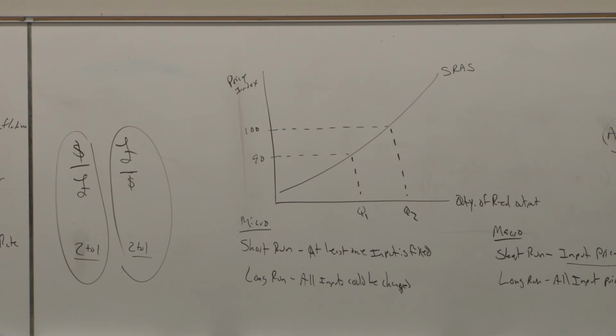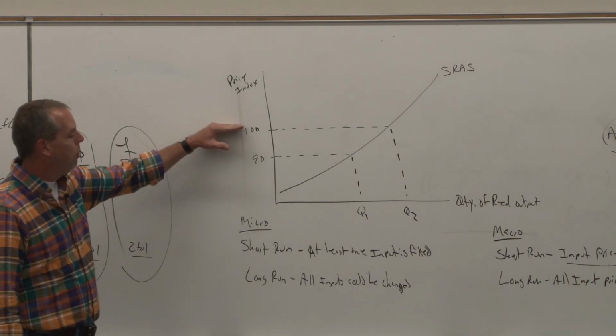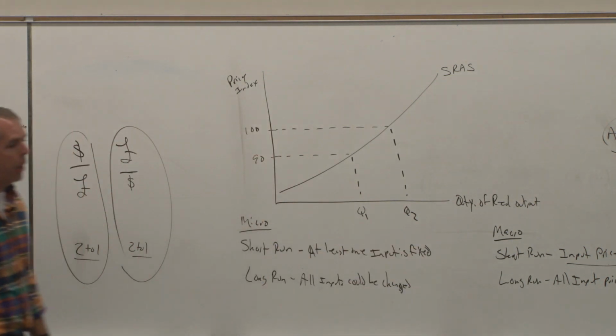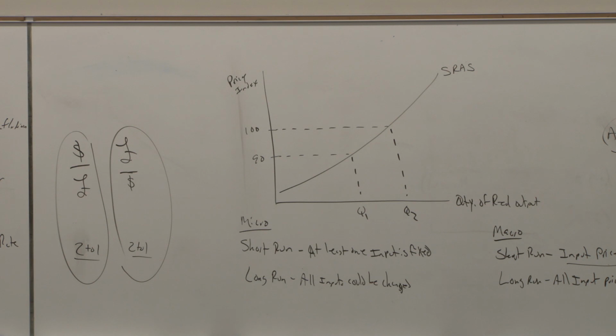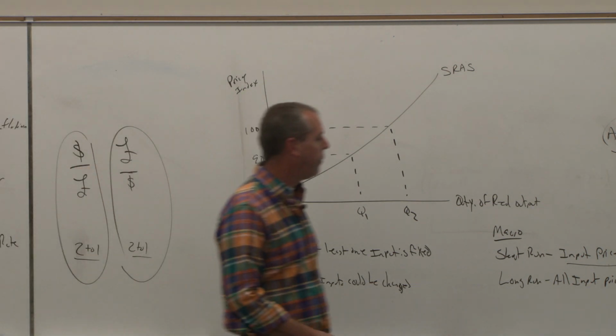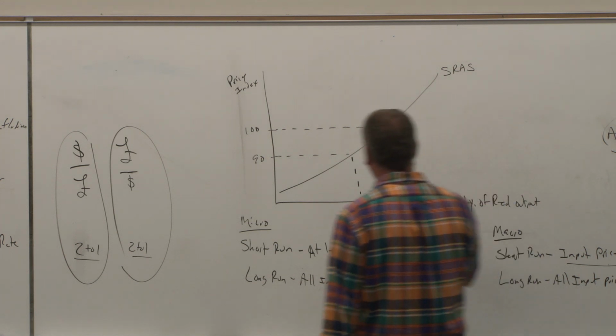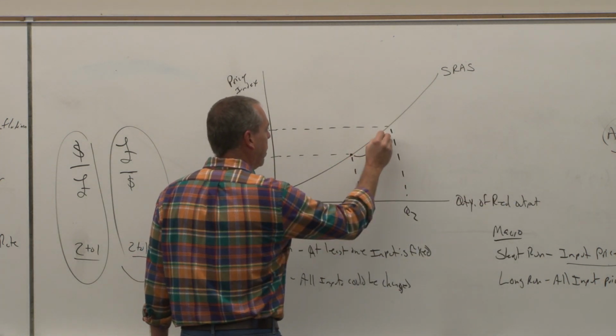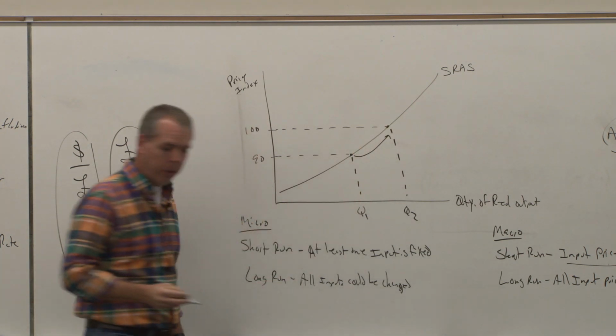All right? It's the same thing happening here. Prices go up, but the input prices are fixed. How do firms respond to that? Oh, crap, let's make more stuff. Profits are increasing. All right? And when we're making more stuff, we're going to go from this Q1 up here to this guy up here, Q2.